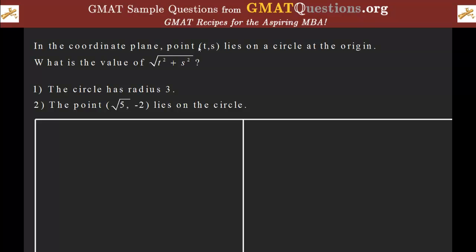I hope you understand here that the point (t, s) means that t is the x coordinate of the point and s is the y coordinate. Okay?